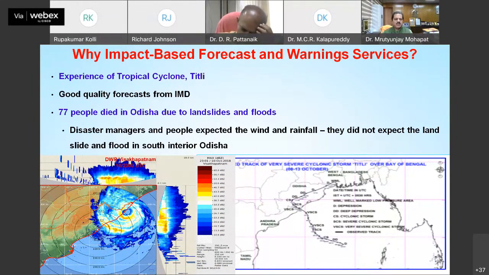crossed northern parts of Andhra Pradesh during the withdrawal phase of monsoon in the month of October with the monsoonal gyre. And we could provide a very good forecast about the track, intensity, and landfall, but still 77 people died in Odisha because of the landslides. So for landslides, there was no prediction mechanism, and hence the impact of the severe weather in terms of landslides was not provided to the people, and hence people were trapped in the landslides.